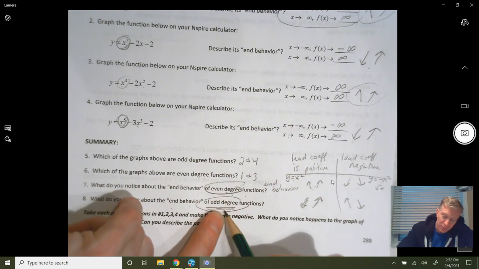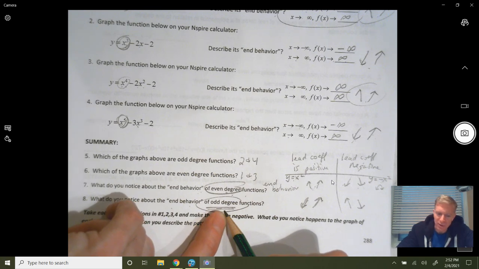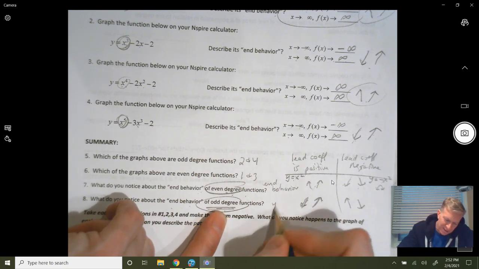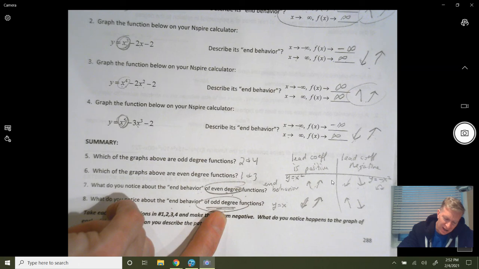Okay. Odd degree function, the easiest possible odd degree function you know is y equals x, x to the first, that's odd. The lead coefficient's positive. The coefficient of x is positive. That's just a line with a positive slope. On the left, you're down. On the right, you're up.